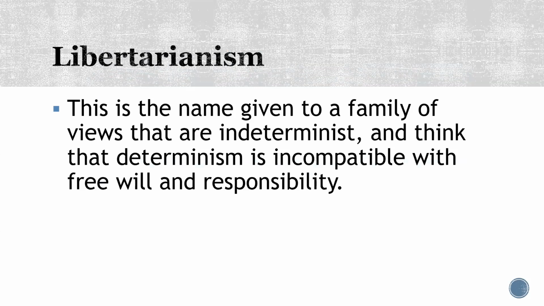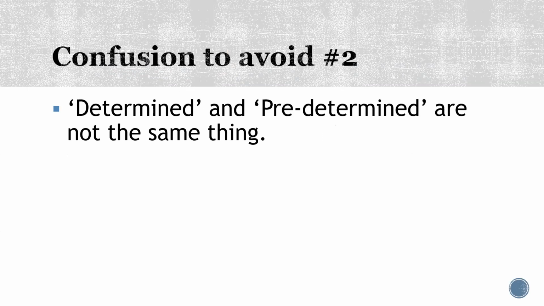All right, so to add a few more views, some more confusion to this, the word libertarianism is often used in the text. Okay? And this is the name given to a family of views that are indeterminist and incompatibilist, right? Who tend to think that determinism is incompatible with both free will and responsibility, right? That often gets the name libertarianism. So we sort of group those views together. Notice it has nothing at all to do with political libertarianism or the Libertarian Party. It's a completely different usage of the word altogether. So no relationship whatsoever, in any way. It comes from different places. All right, so that's the first confusion to avoid.